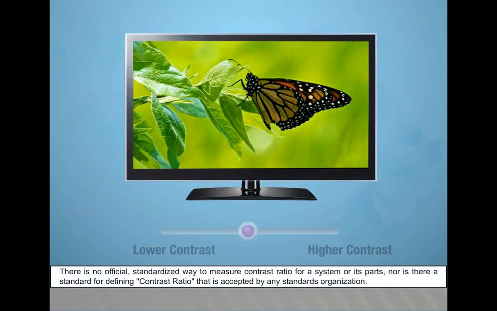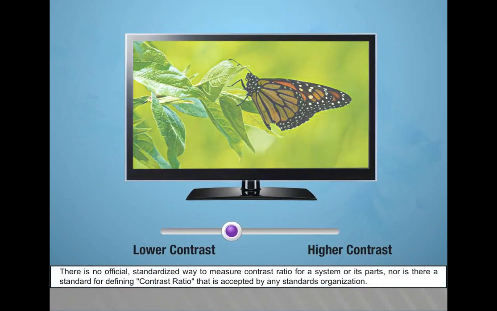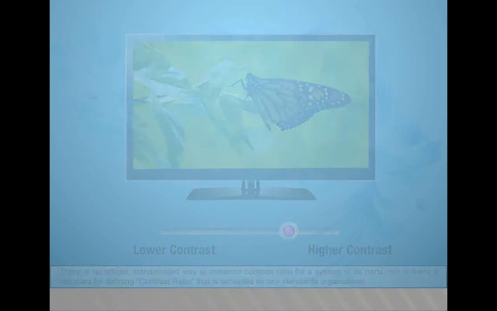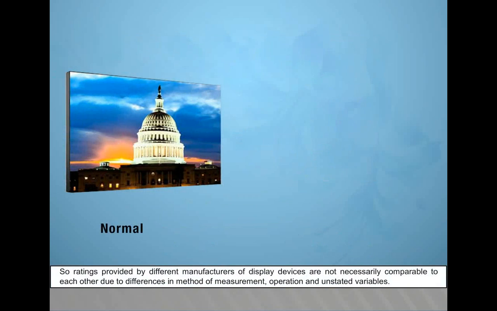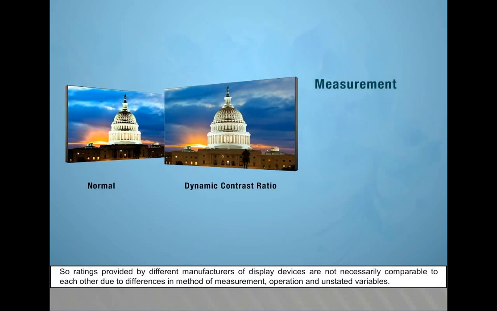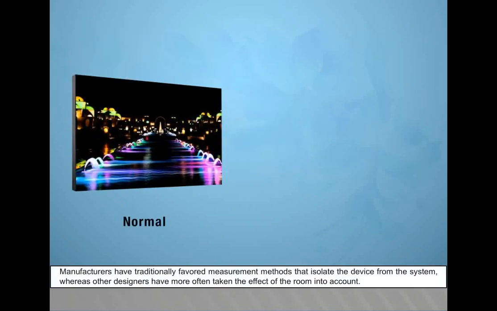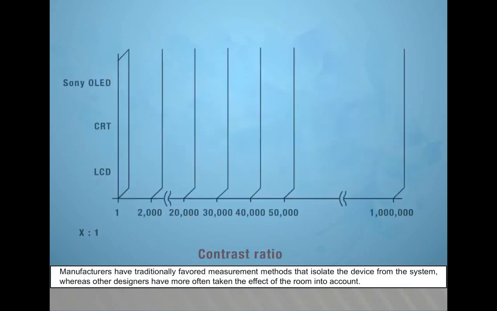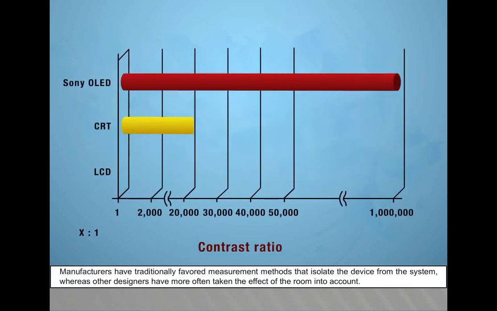There is no official standardized way to measure contrast ratio for a system or its parts, nor is there a standard for defining contrast ratio that is accepted by any standards organization. So, ratings provided by different manufacturers of display devices are not necessarily comparable to each other due to differences in method of measurement, operation, and unstated variables. Manufacturers have traditionally favored measurement methods that isolate the device from the system, whereas other designers have more often taken the effect of the room into account.